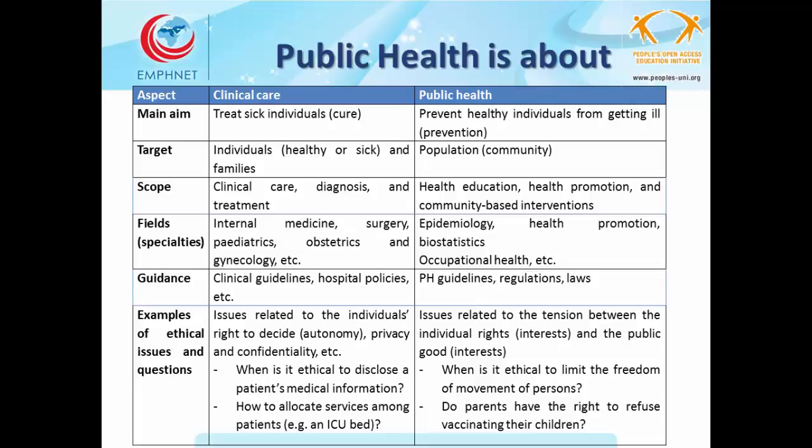So, what kind of ethical issues do we encounter in clinical care? For example, issues related to autonomy, the patient's right to decide for themselves, and issues related to privacy and confidentiality. The issues related to the tension between the individual rights and the public good are usually the main source, as we will come to in a minute, of ethical issues in public health. For example, when is it ethical to limit the freedom of movement of persons, for example, in a case of an epidemic or a pandemic? Do parents have the right to refuse vaccinating their children? And we will have a separate part of this course related to the issue of vaccination.